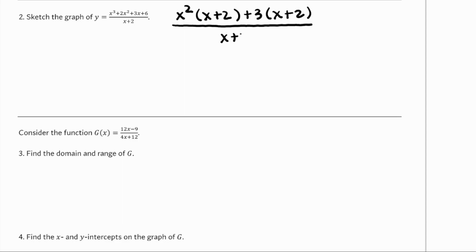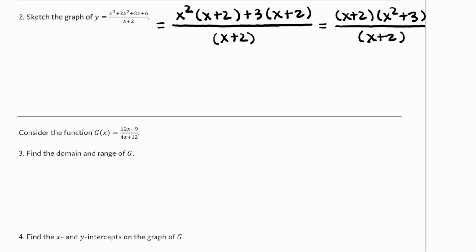And I've got x plus 2 in the denominator. And then I think I've got enough room to get one more to the right, so I factor out the x plus 2. I'm left with an x squared plus 3. And I'm going to divide by x plus 2. So I cancel off the x plus 2's. And I see that, okay, the graph I'm looking for is y equals x squared plus 3. We know how to graph that, with a hole at x equals negative 2.